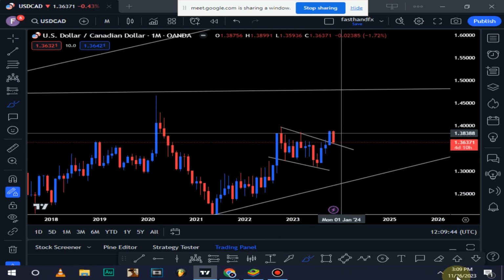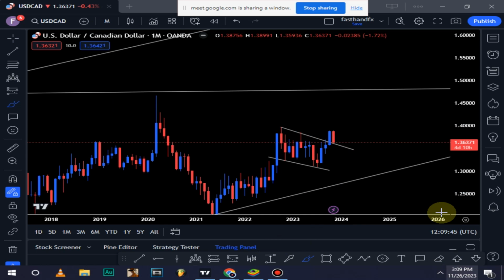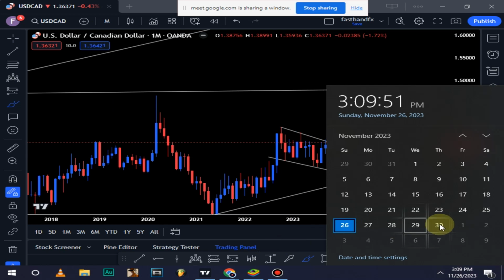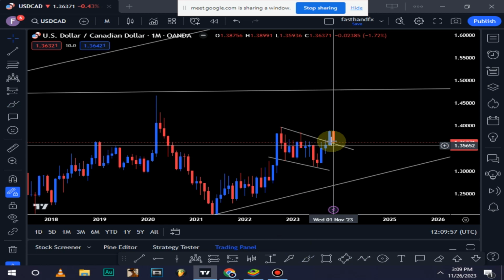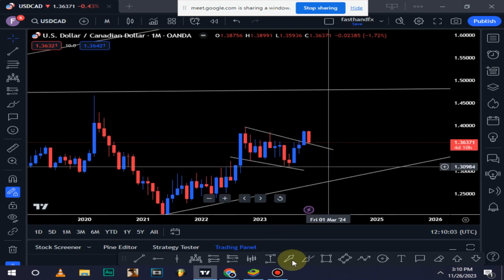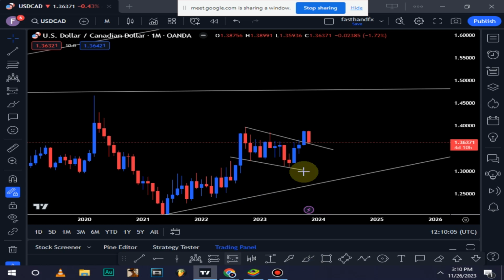How many days until the month ends? It's like 4 or 5 days, next week Thursday. If this market doesn't break below this support line, I hope you guys are seeing that, that'll be crazy buys.